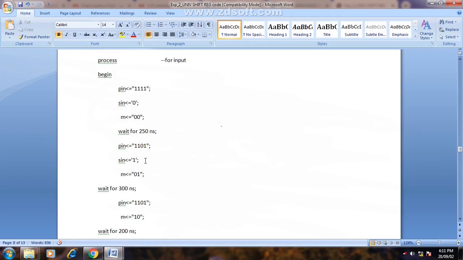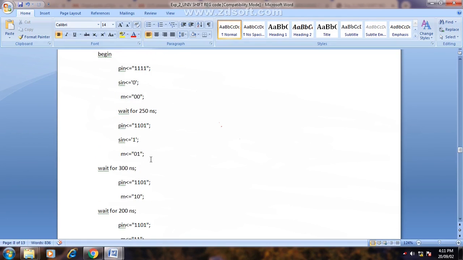So then process for the input. So initially assign 1 1 1 1 to P in and 0 to S in, and let's assume that your mode is 0 0.